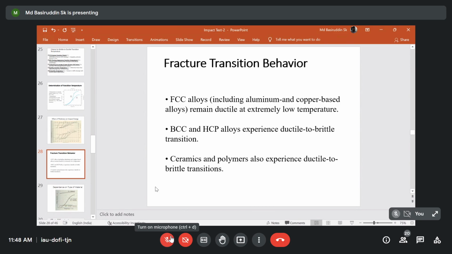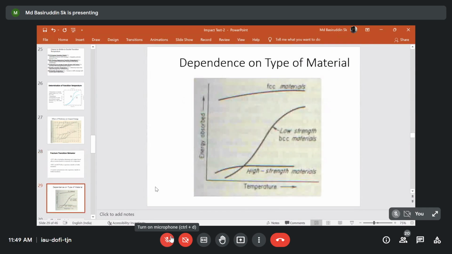One material may be completely ceramic, another may be a polymer kind of material, and that material will also show a different type of curve. So the fracture transition behavior can also vary from material to material. Now I will show you how this varies for different materials.